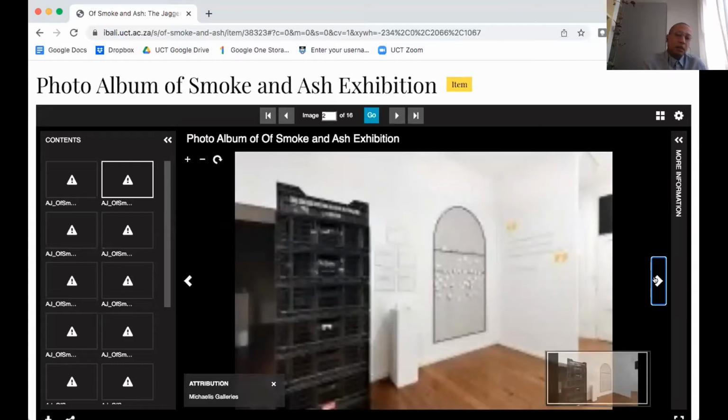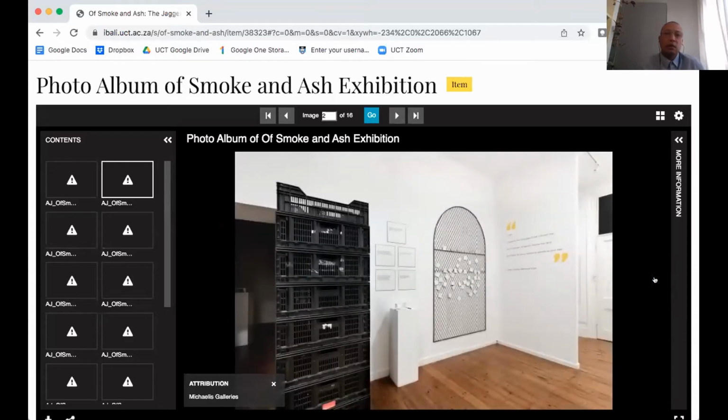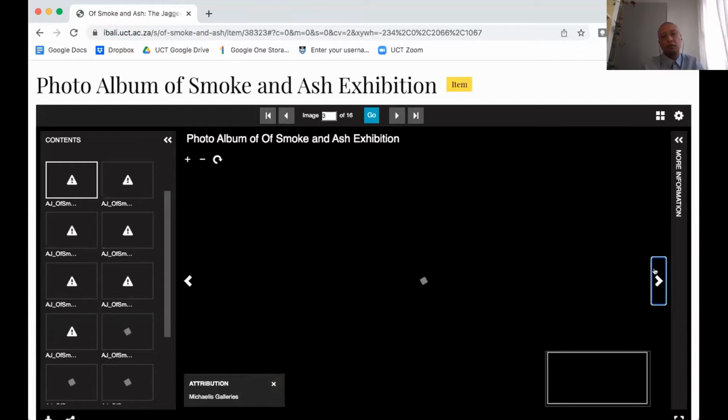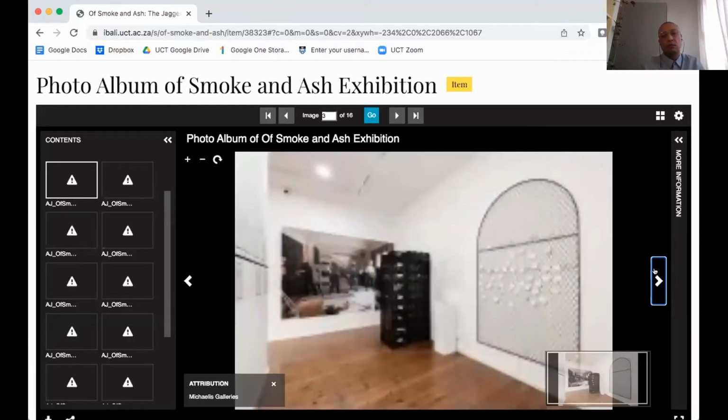Moving inside the exhibition space, you can see that we've used physical objects from the Jagger Library itself. On the wall, you can see a grate that was from the building, as well as crates in the foreground here that were used for the transportation of the burnt matter and archival material from the site. In the distant background, you can see an image of some of the volunteer work. It's a little bit blurry, but the image is coming up.